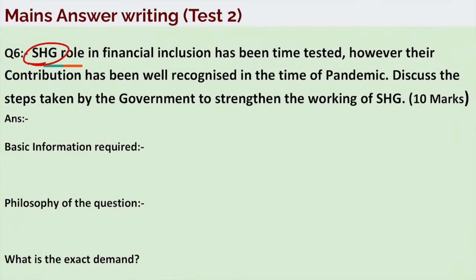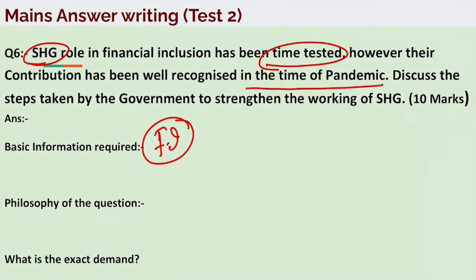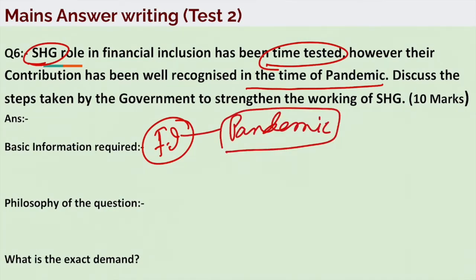So watch the video and understand what the different keywords and different points are which I am highlighting during the discussion. It is very important to tackle any question in the UPSC mains examination. So now the first question is, SHG role in financial inclusion has been time tested. However, their contribution has been well recognized in the time of pandemic. It simply means that you will have to talk about how SHG role in financial inclusion is the time tested one, and then what role they have played in the time of pandemic like COVID.